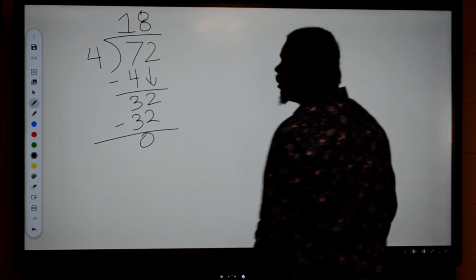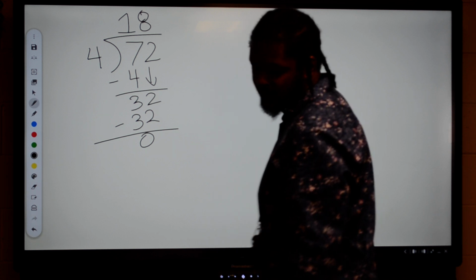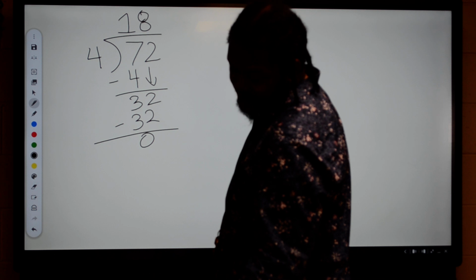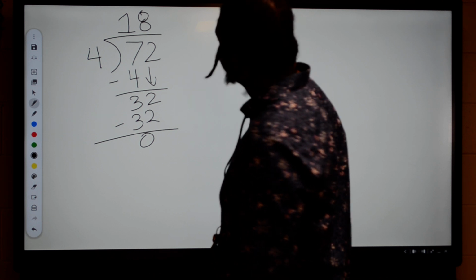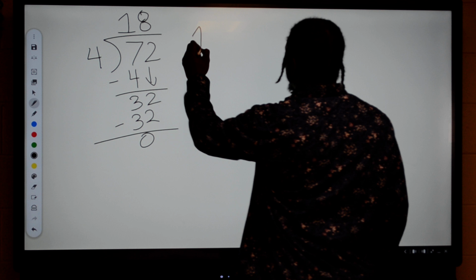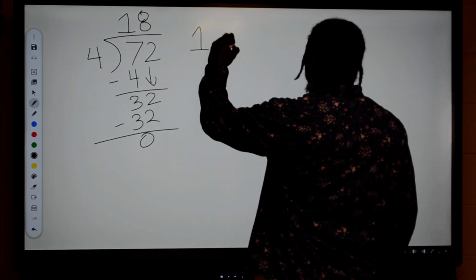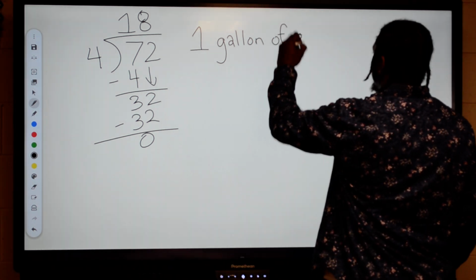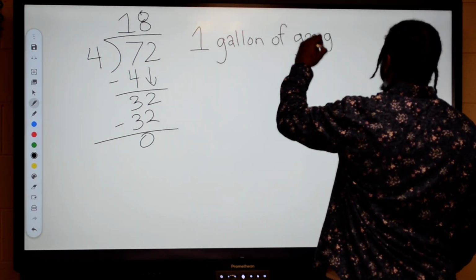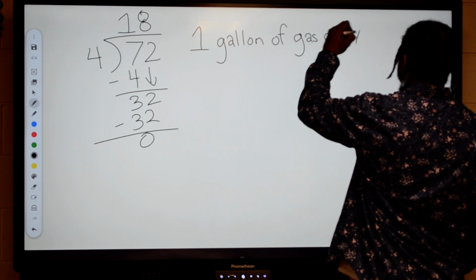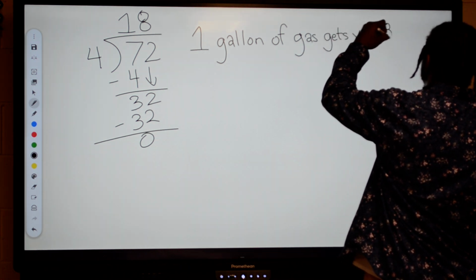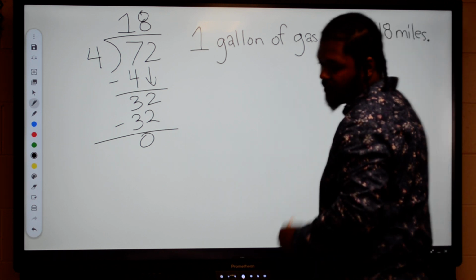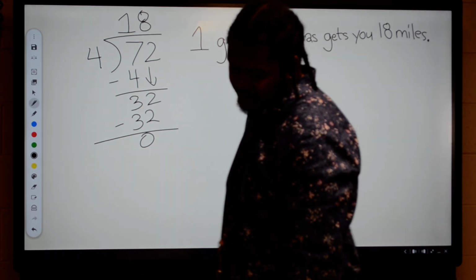Okay? So we know that we got to go back and look at our table, and we can see that for 1 gallon of gas, we get 18 miles. Okay, so that is for the first car, vehicle 1, the legend.